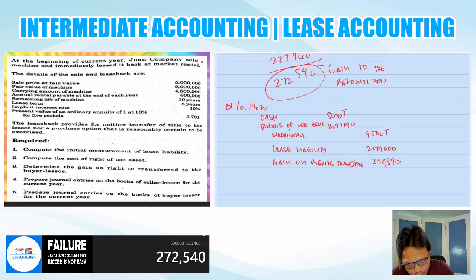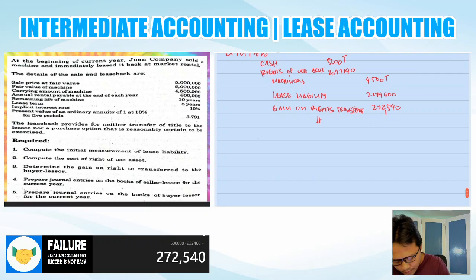Okay? So, okay, yun. This is our entry on initial recognition. Okay? So, now, para hindi kayo malito, isa-isahin natin ito ganito. Di ba? No? 5 million yung sales natin. Then we have a machinery of 4,500,000. Kaya nga, resulting to a gain of 500,000.